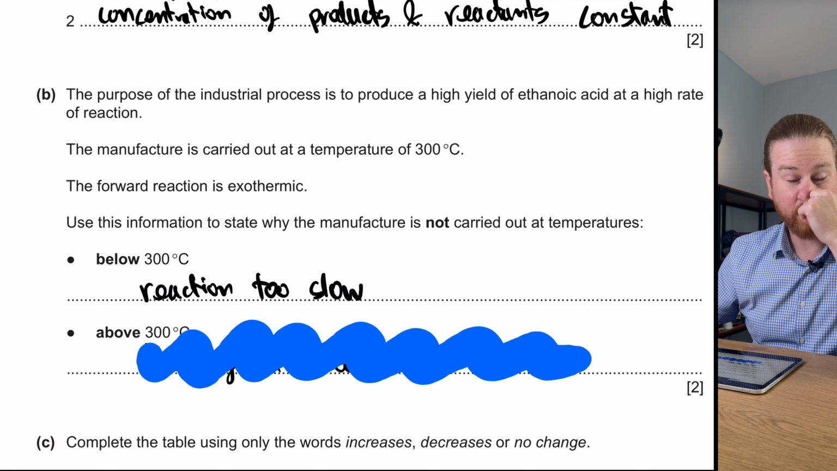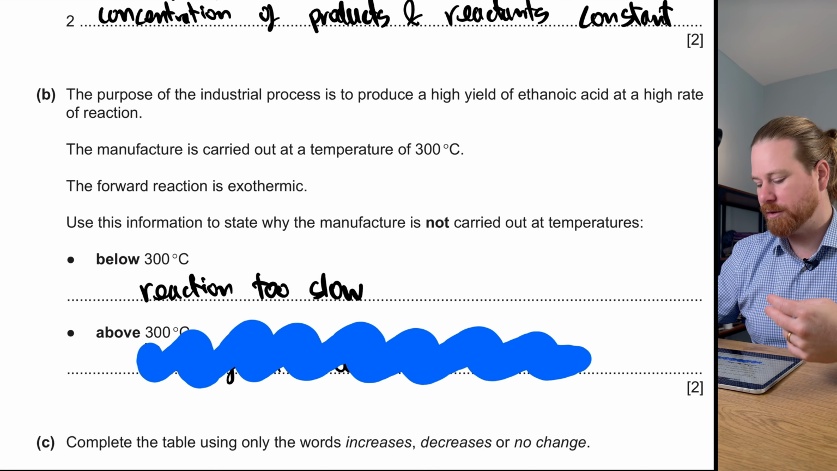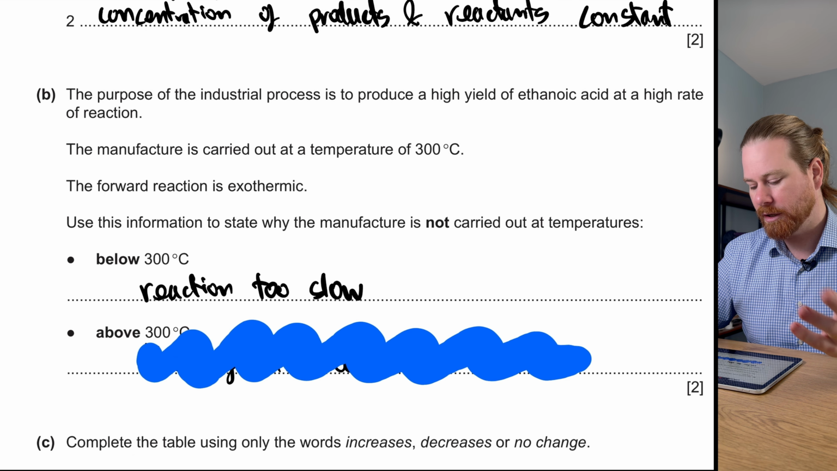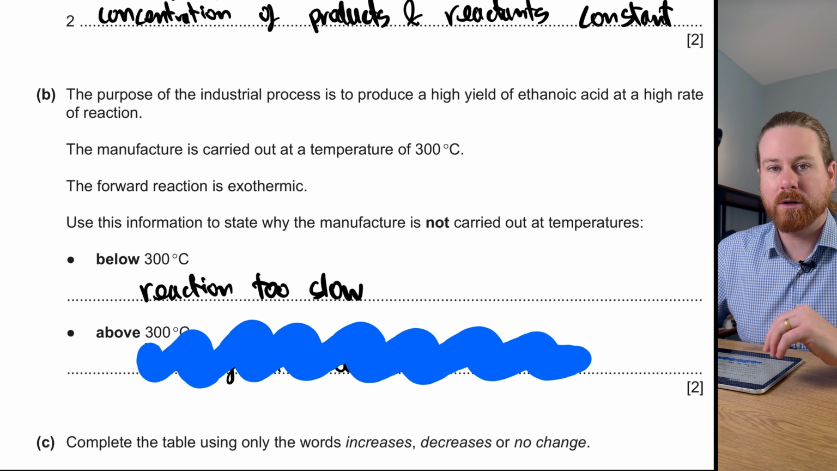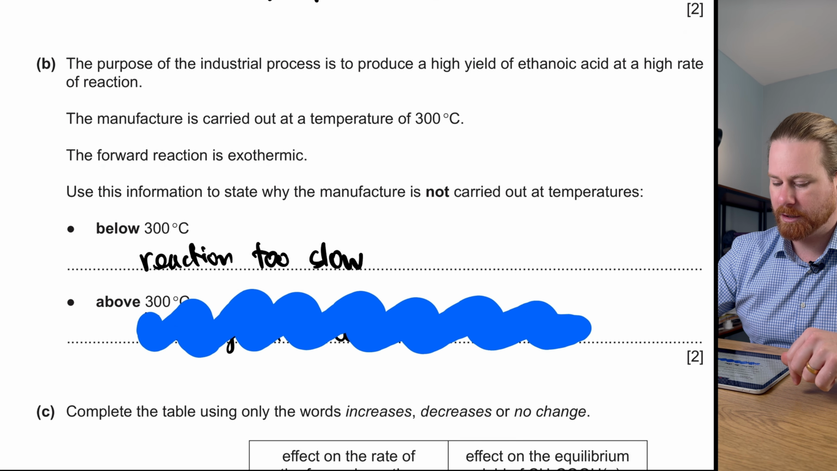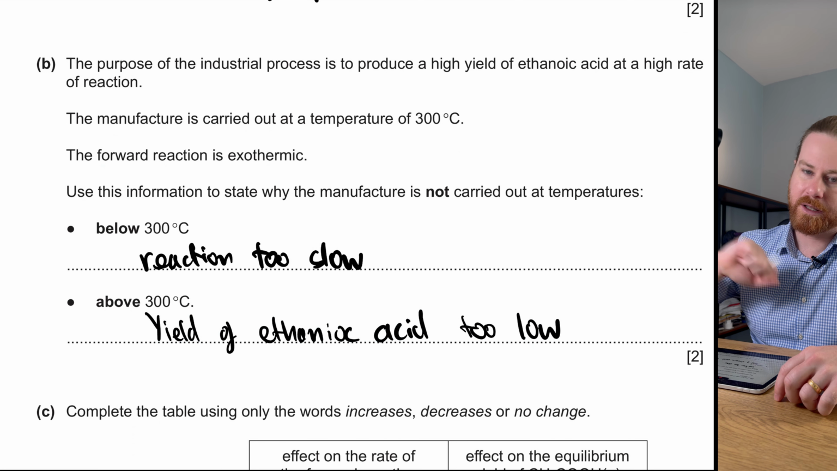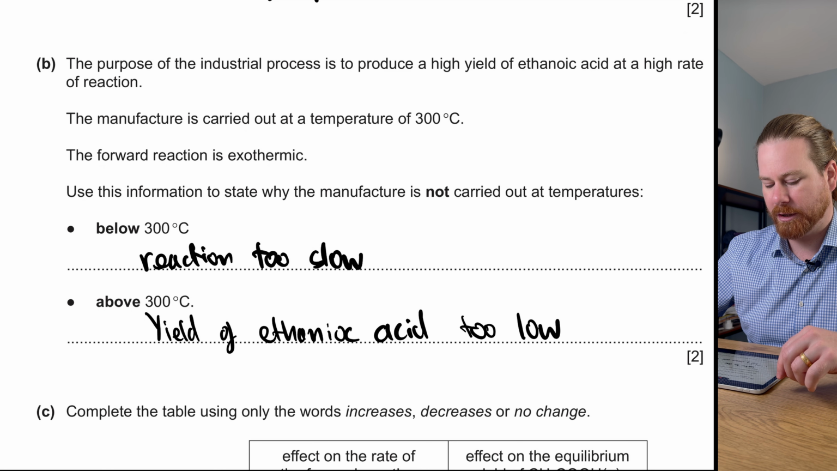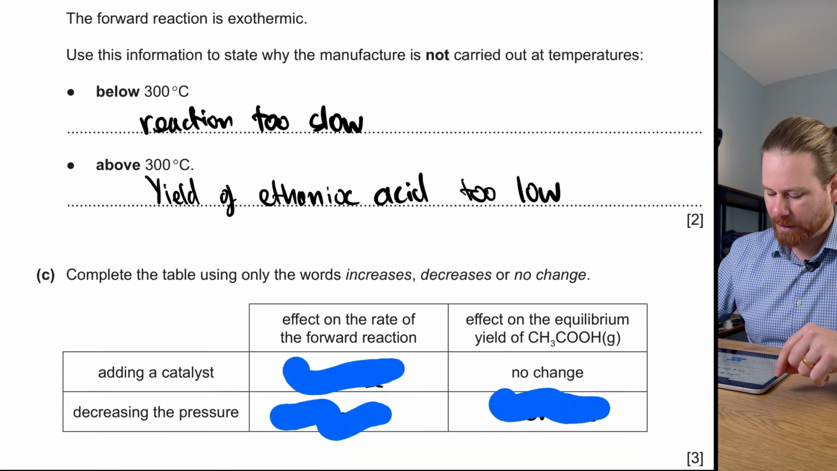If it's too cold, then the rate of reaction is too slow. This is always the balancing act, balancing the kinetics, the rate of reaction, with the yield. What is best for the yield is not necessarily best for how quickly things happen. So the reaction happens too slow. And if the temperature is too high, then the yield is too low. So the temperature is always a balancing act between those two things.